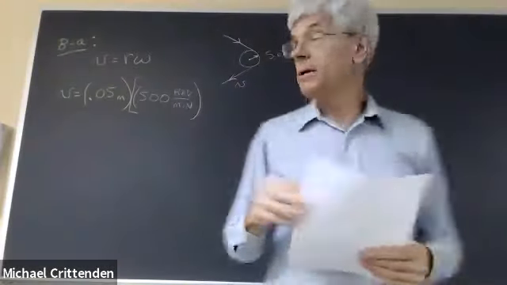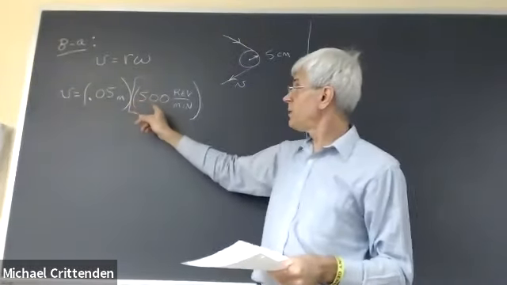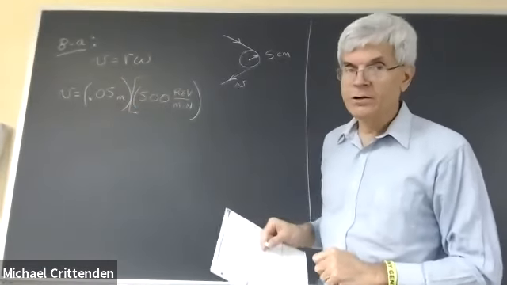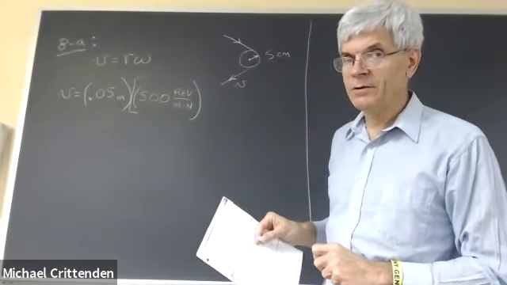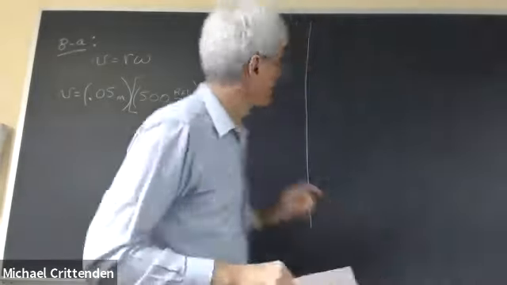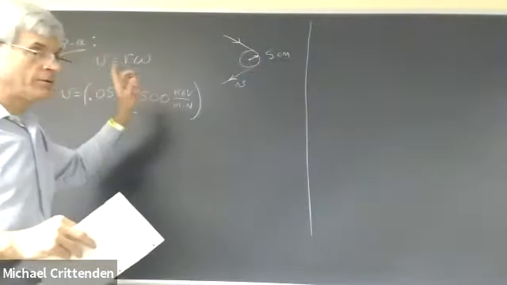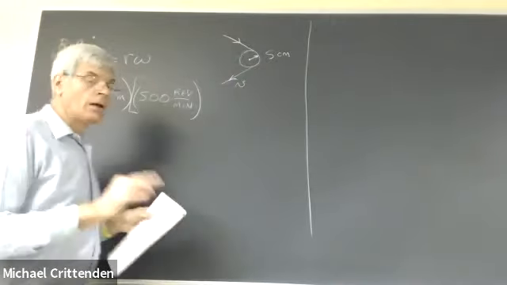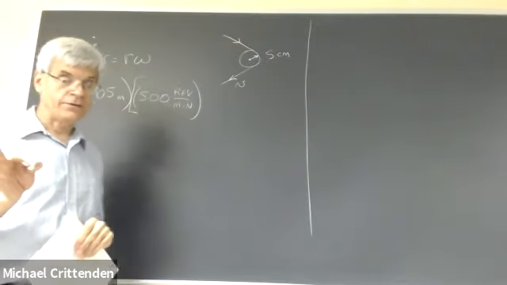So there are people who would answer the question by multiplying 500 times 0.05, but you're not one of those people, are you? Revolutions are no good. You have to have radians. When in doubt, convert to radians.